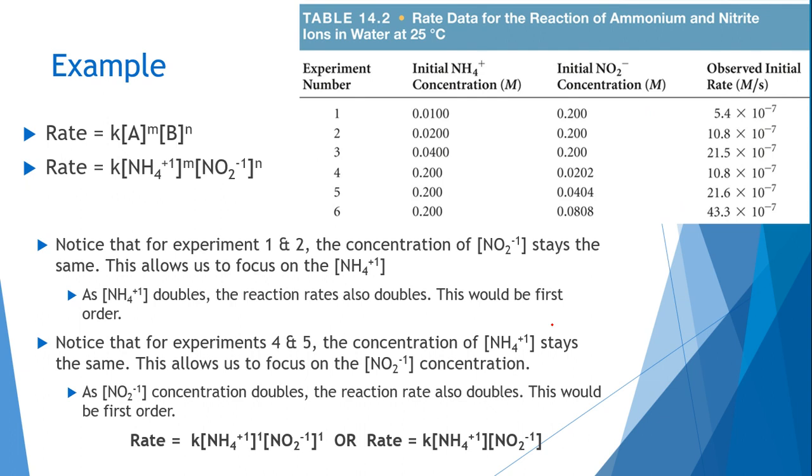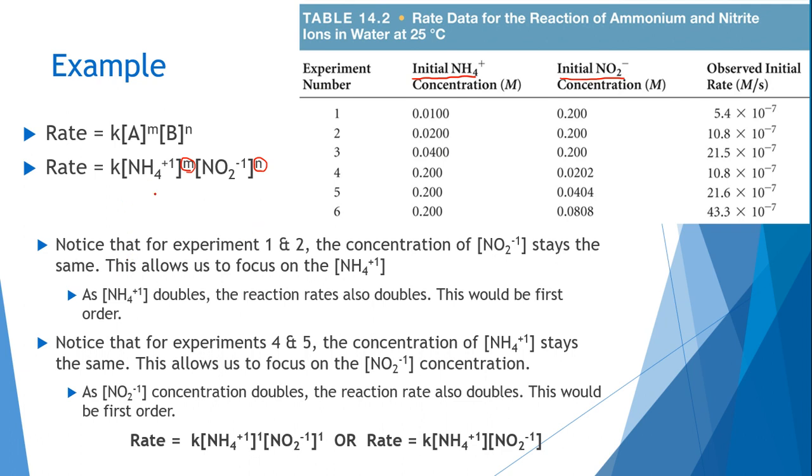So here is the example that we looked at the beginning of the lesson. We have data. Remember, our general rate equation is k times the concentration of A to the m power, B to the n power. I'm going to plug in my A, which is NH4, because that's what I'm given initially, and I'm going to make my B my NO2. Now it just comes down to determining the m value and n value. So how do I go about doing that when given data?